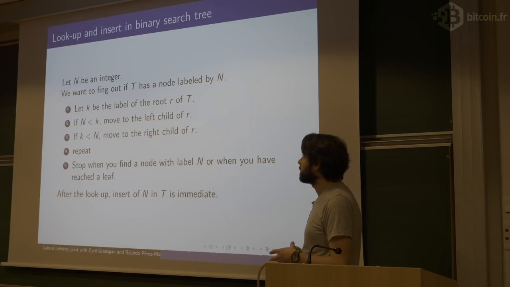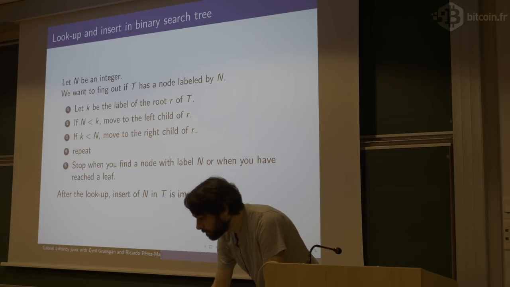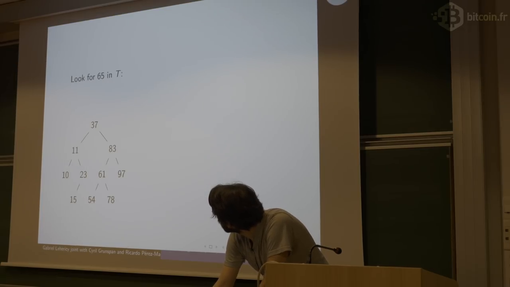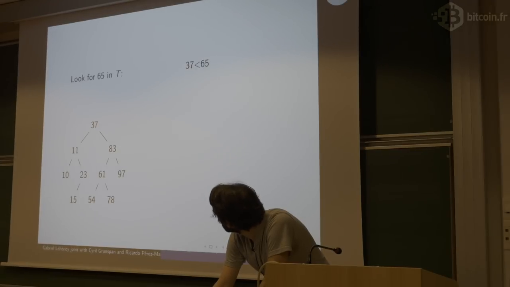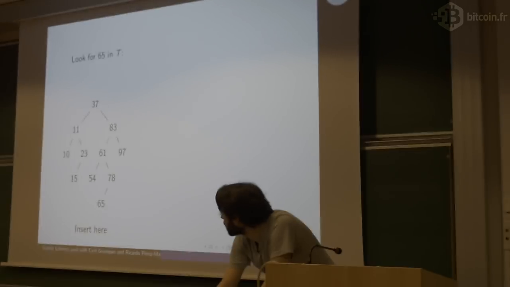After you have done that, insertion is immediate, because this lookup algorithm doesn't just do a lookup, it also tells you where to insert n if you want to insert it. Here is an example. Let's say you have this tree and you want to look for 65. You start at the root. Now 65 is bigger than 37, so you go right. It's smaller than 83, so you go left. It's bigger than 61, so you go right. And now you reach a leaf and it's not 65, which means 65 is not in the tree. And you know you have to insert it here.